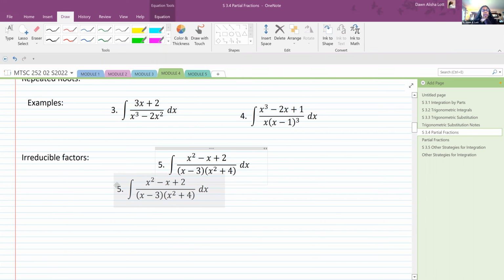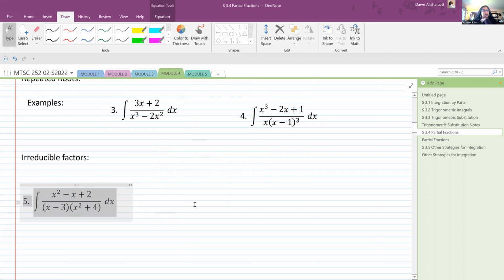So let's look at this problem. And what do I mean by an irreducible factor? Well, for an irreducible factor, you can see that I have x squared plus 4. So this is a quadratic. However, it is not factorable. If it was x squared minus 4, then I could write x minus 2, x plus 2. I'd have linear factors, but I don't. It is x squared plus 4.